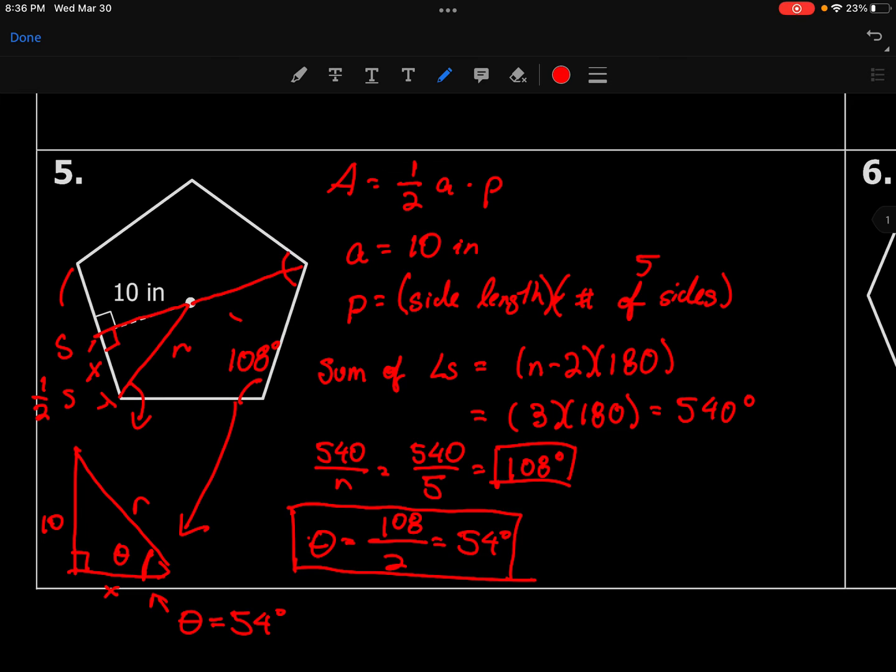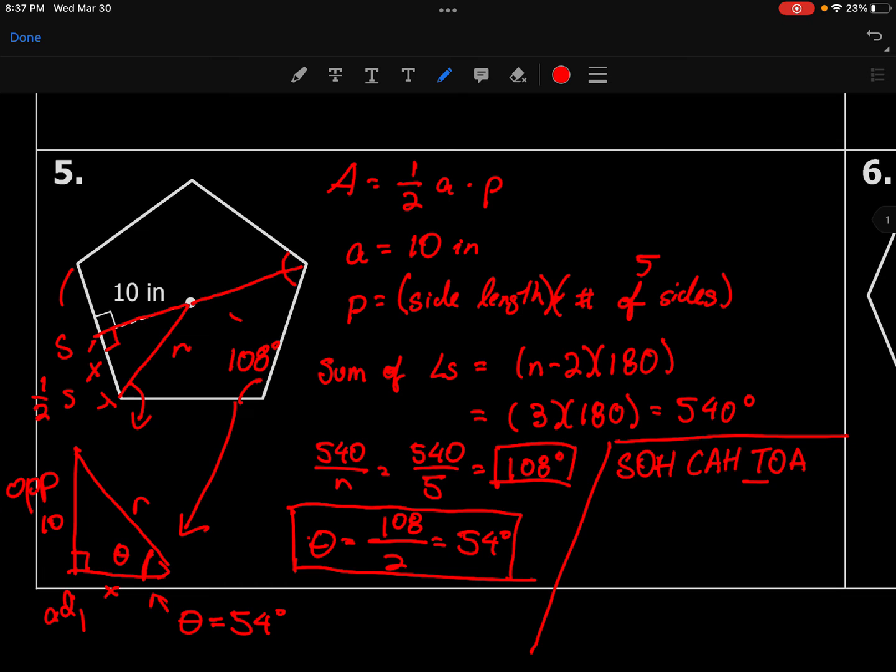Now, Mr. Y, how do we use trig functions to solve for x? I will show you. If you look at theta, what relationship are x and 10 in relation to theta? x is the opposite side of theta and 10 is the adjacent side of theta. So let's look at SOHCAHTOA. Which of the trigonometric functions has an opposite and adjacent? Oh wait, tangent. So let's use tangent.